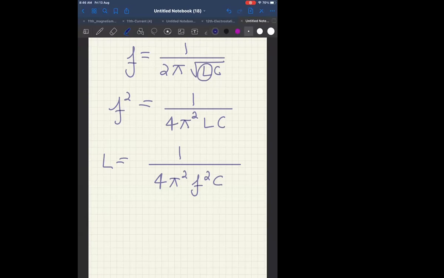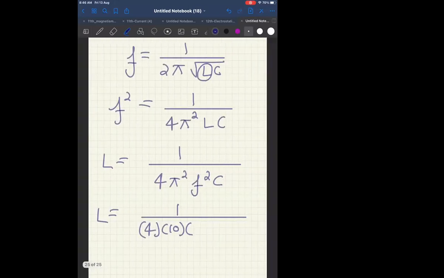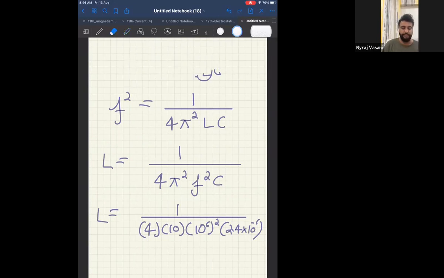Yes, sir. Now, can I substitute one by one the values? Now tell me, L is equal to 1 by 4, can I say pi square is approximately equal to 10? F square, what is F you got from the previous slide? 10 power 6. So 10 power 6 the whole square into C. What is the value of C given in the question? 2.4 into 10 power minus 6, correct? Simplify and tell me.